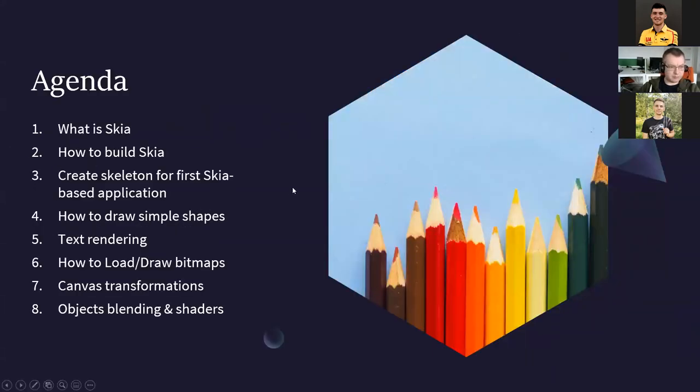This presentation consists of two parts: a little theory first, and general information about this library, with several notes about how to build Skia. After this, we will go to Visual Studio and look at some examples, like the first Skia-based application, drawing simple shapes, text rendering, loading and drawing bitmaps, and canvas transformation. And last, we will have several examples with object blending and shaders. Unfortunately, Skia doesn't have support for injecting custom shaders today, but according to discussions on Google Groups, they are going to add them soon. So we will look only at already created shaders.